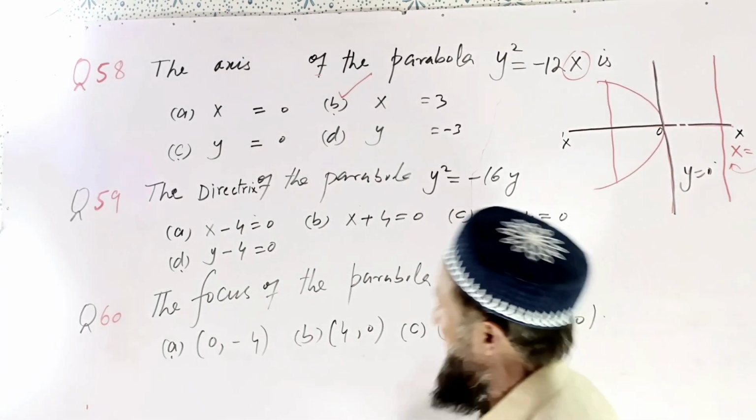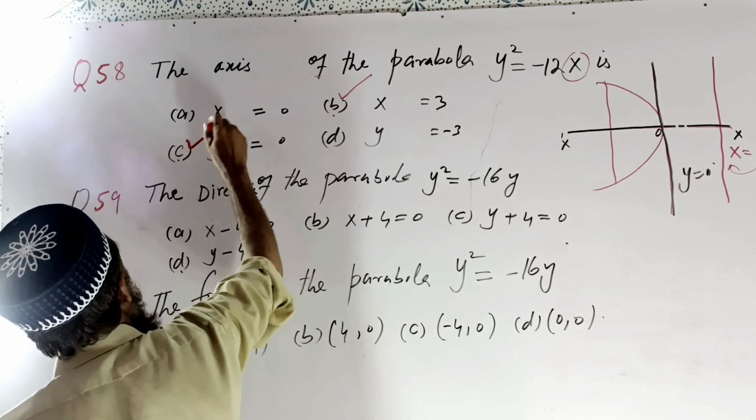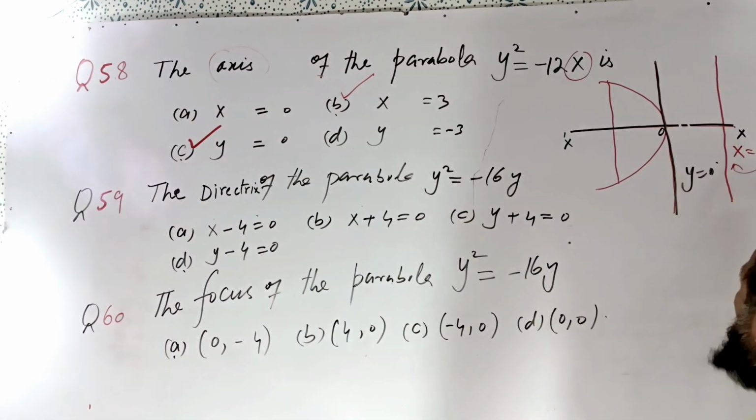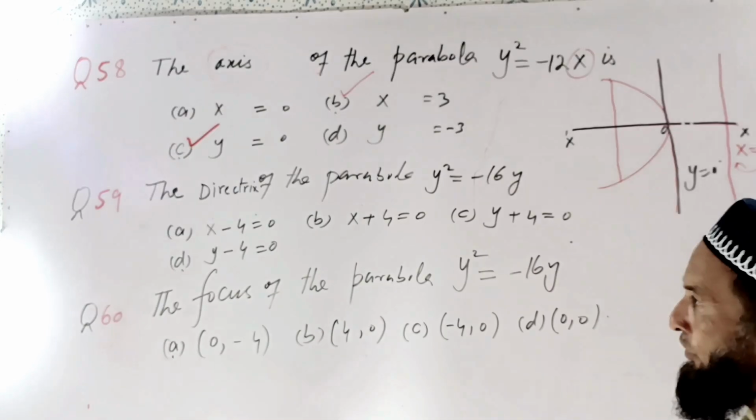Now we check the options here. Option C is the correct option. If we are finding the axis of the parabola, the axis of the parabola is the x-axis, so we put the y value equal to 0.